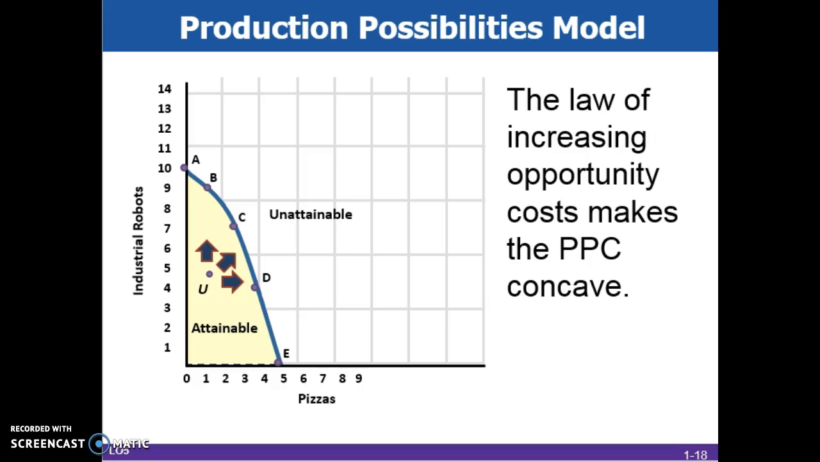When the economy is efficient, the only way to get more of one good is to give up some of the other, because all resources are already being utilized. There is no way to allocate the resources differently without giving up some of another good.